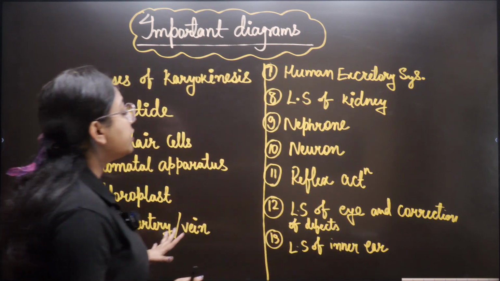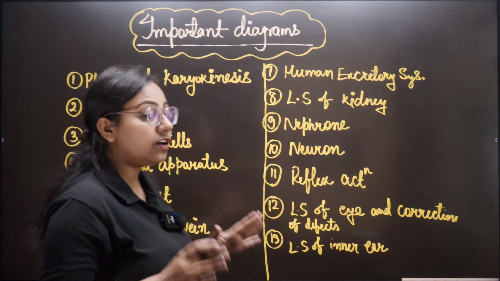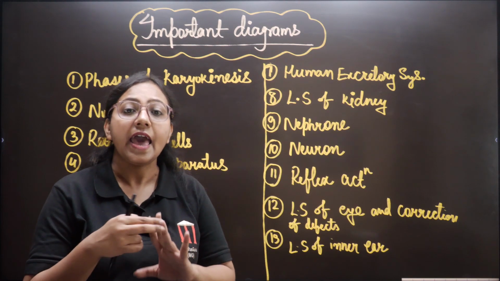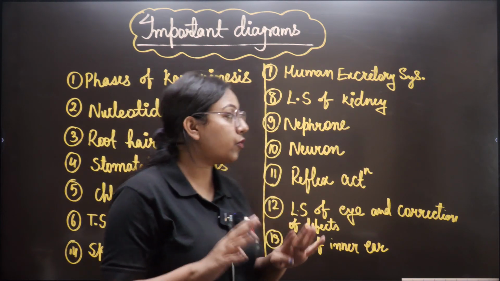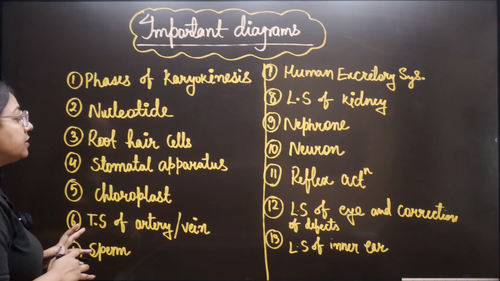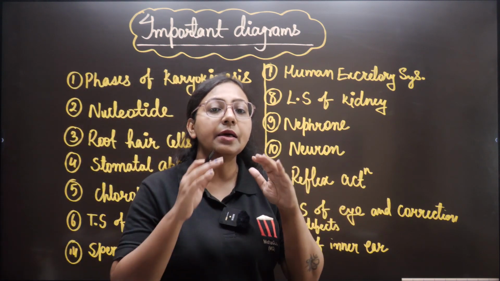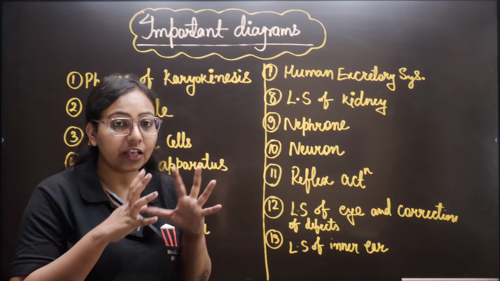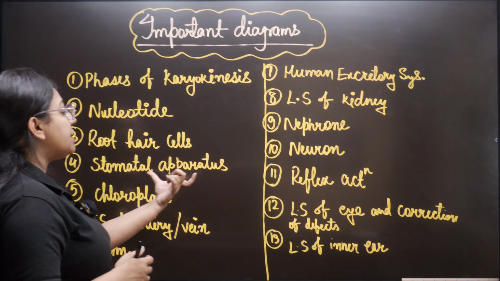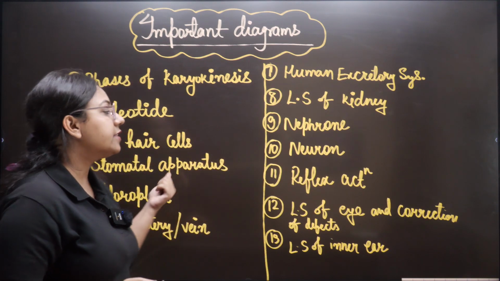So what is on the list here? Let's see the list first. First is the phases of karyokinesis. There are 4 phases, we call it P-MAT: prophase, metaphase, anaphase and telophase. We are going to see the diagrams of all 4 phases. Nucleotide is one of the very important diagrams. Then root hair cells, we will see those as well. Plasmolysis: when the cell gets plasmolyzed, how it is shaped at that time, we are going to see that also. Stomatal apparatus is very important. Chloroplast, and these are very easy diagrams, you'll see how easily we can draw them.